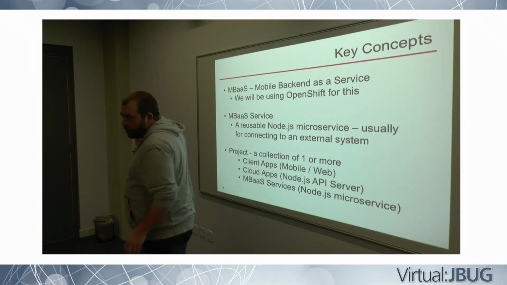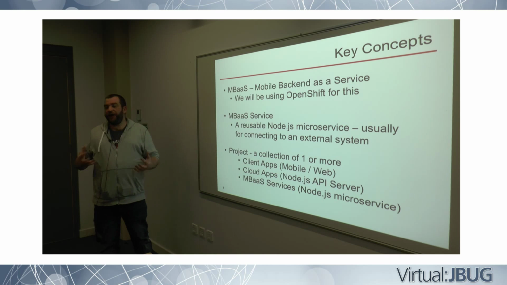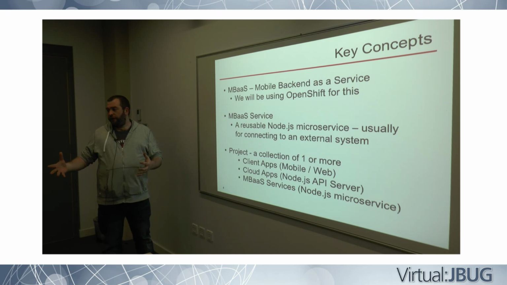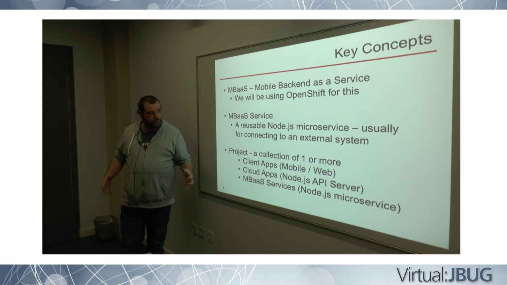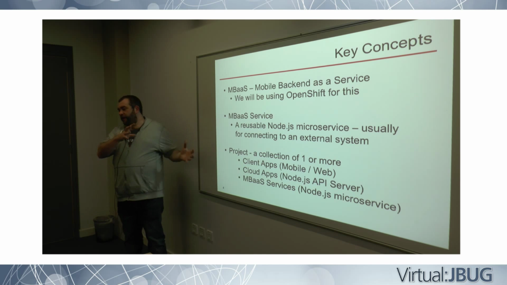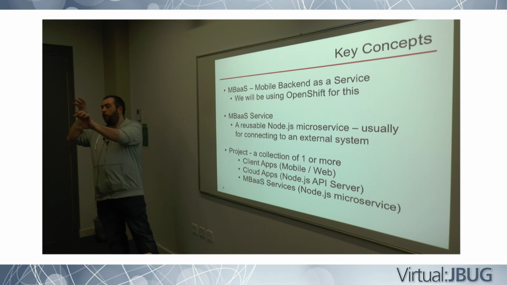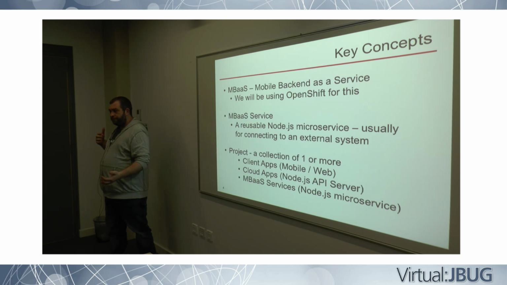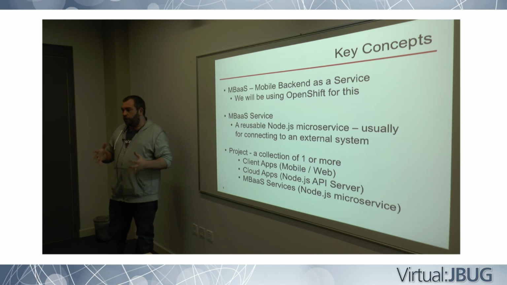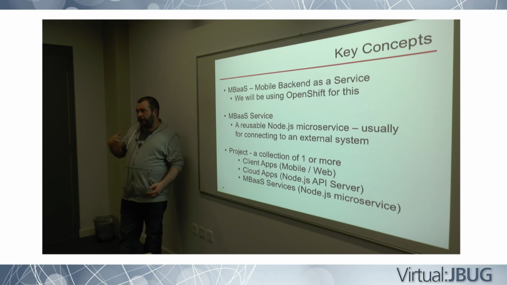Okay, so some key concepts. MBaaS, as I already said, Mobile Backend as a Service, the thing that hosts the Node.js apps that serve the mobile applications. An MBaaS service is not the API bit that the mobile calls, it sits behind that and gets called by the API server. So basically, if you're building out functionality, say to connect into Salesforce or a CRM system or whatever, you don't want to redo that connectivity every time you build an app. You build it as a service, build it once, and then associate it with as many apps or projects as you want.